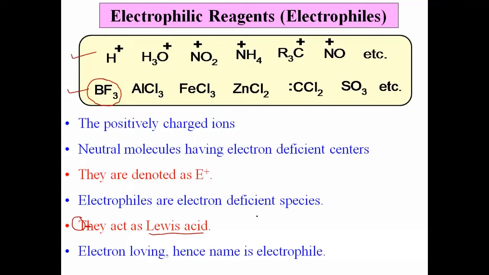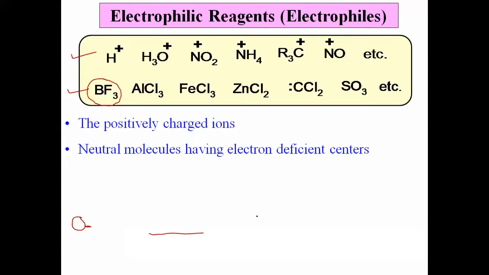Then next one is, yes, they are electron loving. Electron loving means they are having positive charge. What about electrons? Electrons are negatively charged. Therefore, there is always attraction between positively charged ion and electron. Means simply we can say that our electrophilic reagents are electron loving, and hence the name is electrophile. This is about the first type of the reagent, electrophilic reagent.